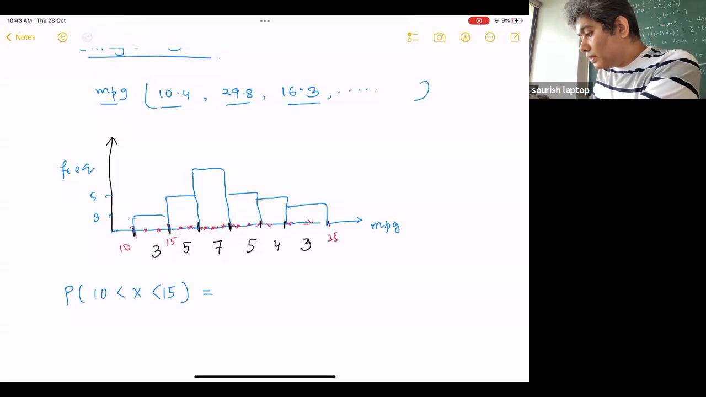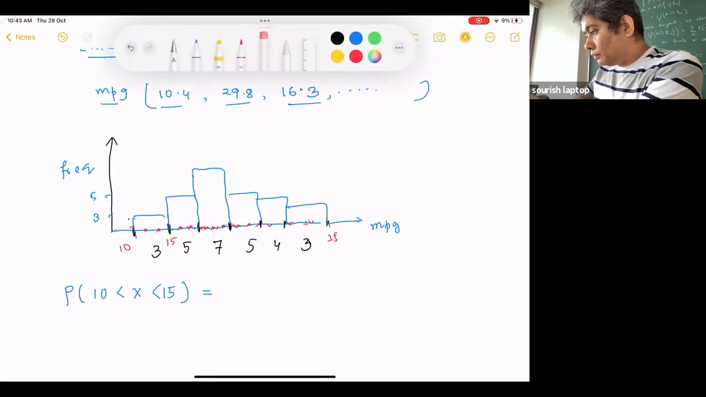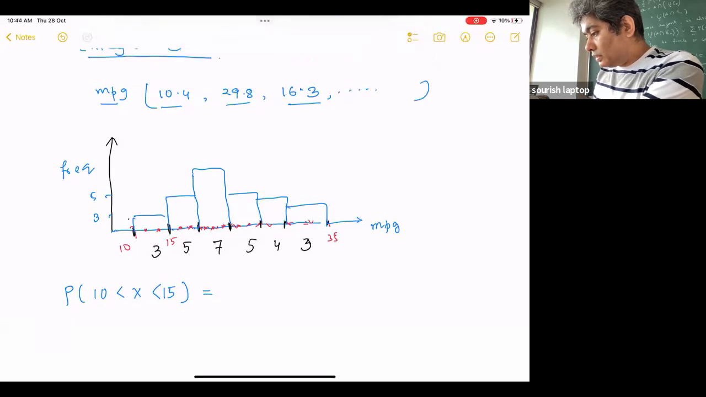So what we will do is count how many cases there are. That is 3, divided by the total number of cases. So 3 plus 5, 15, 20, 24 plus 3, 27. So this will be our estimate, and this is typically called the empirical estimate.